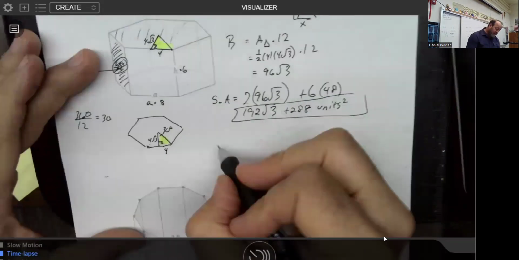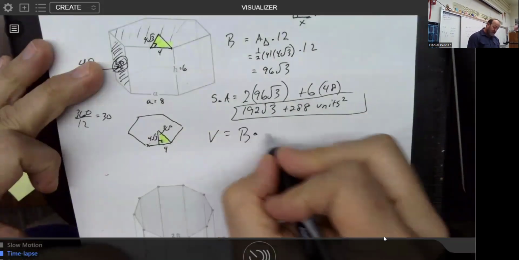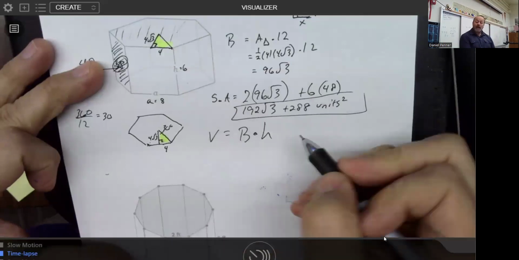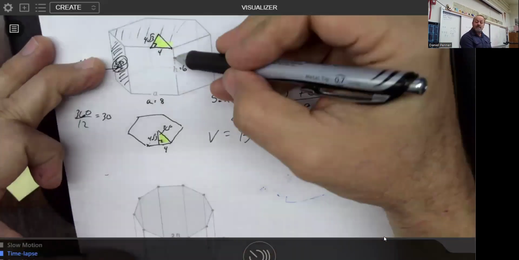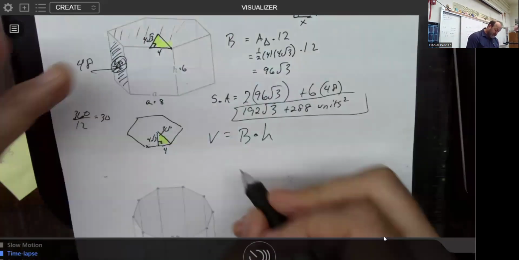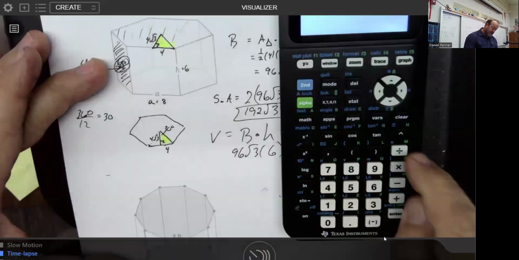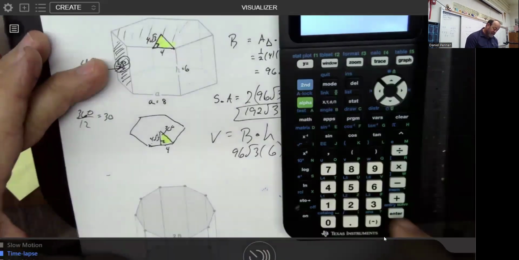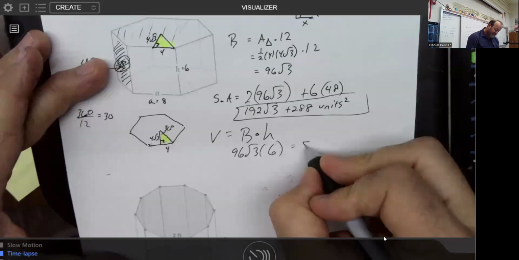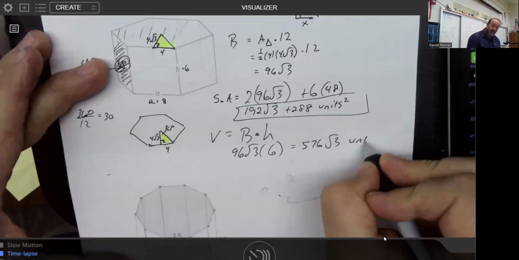Now, interestingly enough, the volume is actually an easier story, which is not what you'd expect. Usually when you go up a dimension, it gets harder. But volume is always the area of the base, which we already found, times the height. And the height is defined as the separation between those two faces. So it would be 96 roots of 3 multiplied by 6. But again, 96 times 6 is 576 roots of 3, but this one would be units cubed.